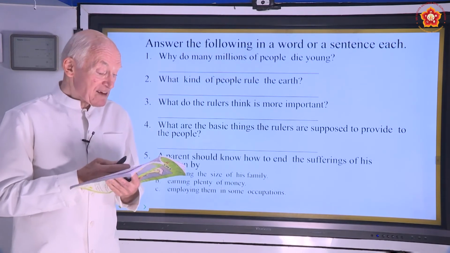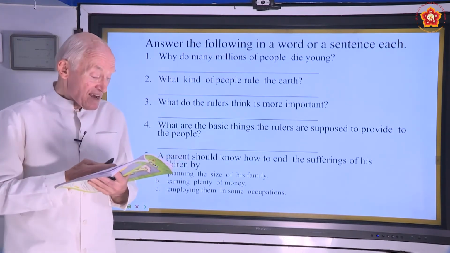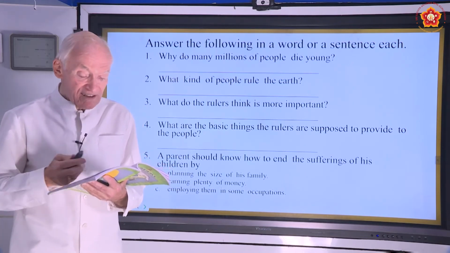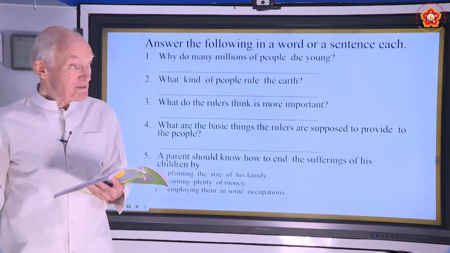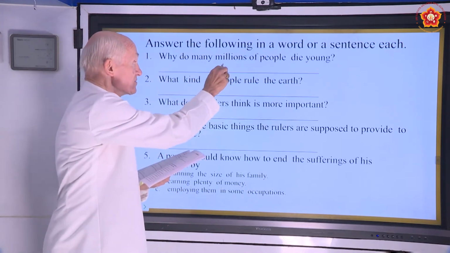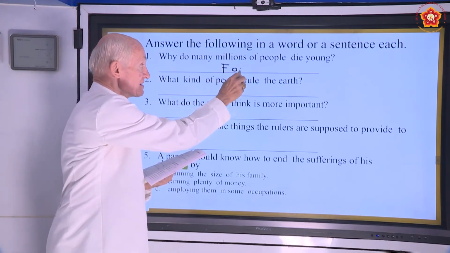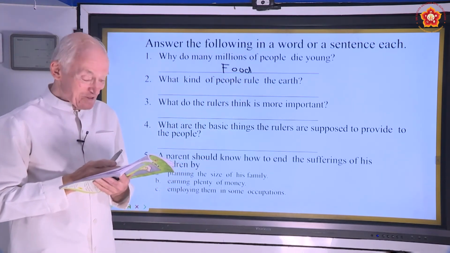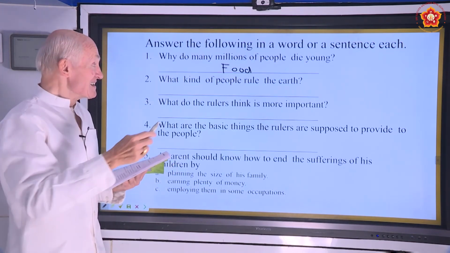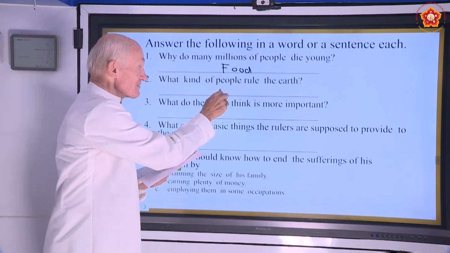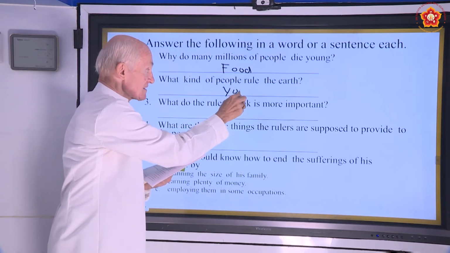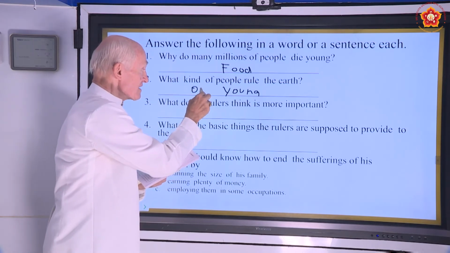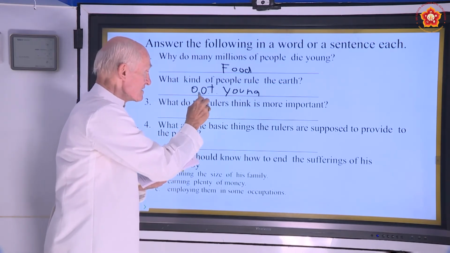So, what are the understanding questions that they ask? Answer the following in a word or a sentence. Why do many people die young? Simple. They don't have enough food. Number 2, what kind of people rule the earth? Unfortunately, people out of touch with the young.